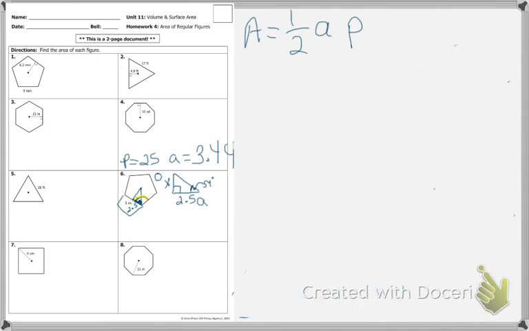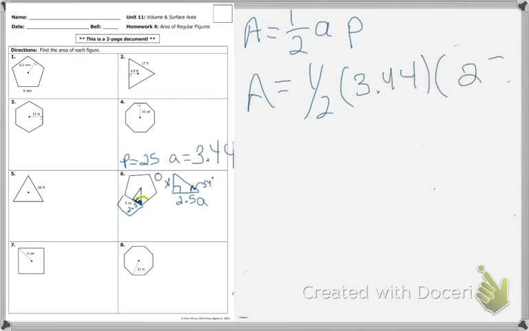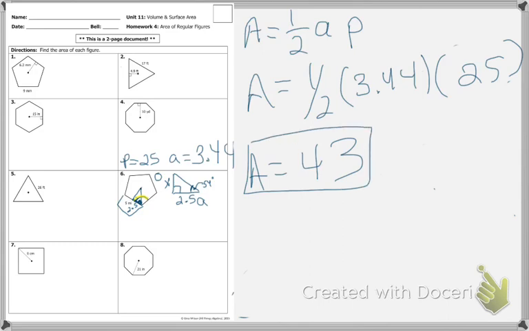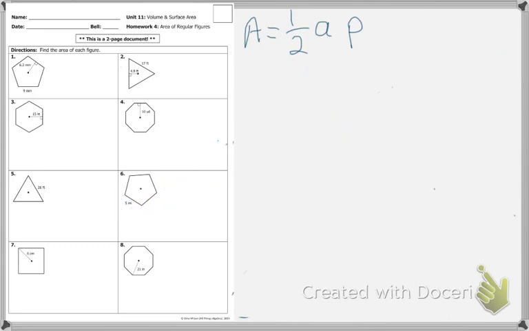You now have everything to fill in. A equals 1/2 times the apothem, 3.44, times the perimeter, 25. You get your area of, oh wow, 43. Bam. We'll do one more. We'll do number 8.